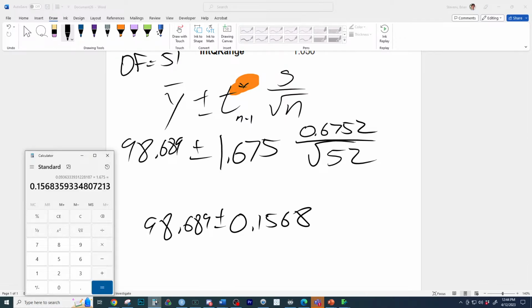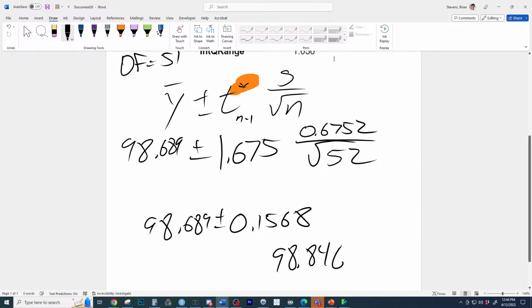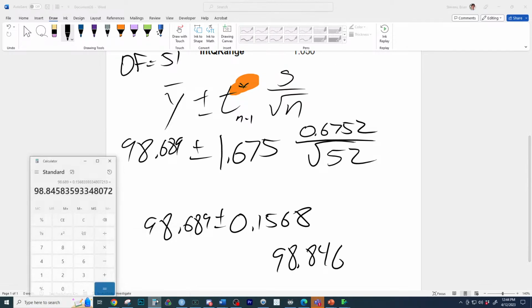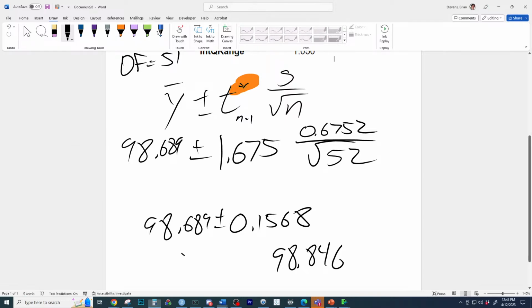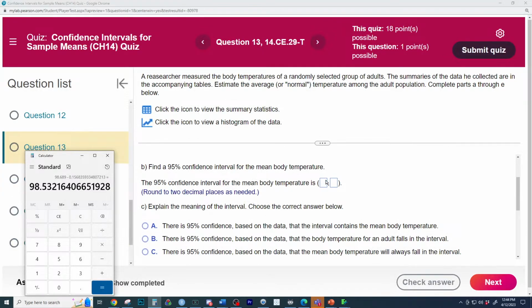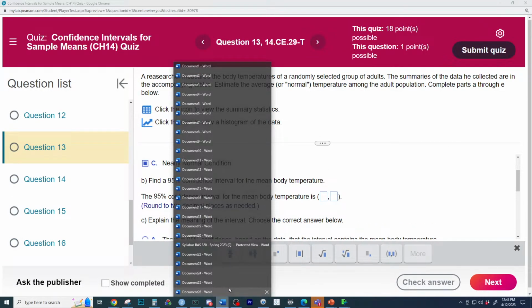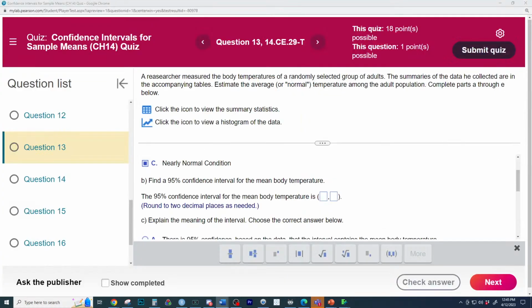So now we need to find the lower and the upper of the interval. There's that, 98.846, and then we subtract, 98.532. There we go. There's the interval right there. There's all the work. And now we put in the numbers. So I'm going to bring the page over to the other screen so I can see it as I type it in. Okay. 98.